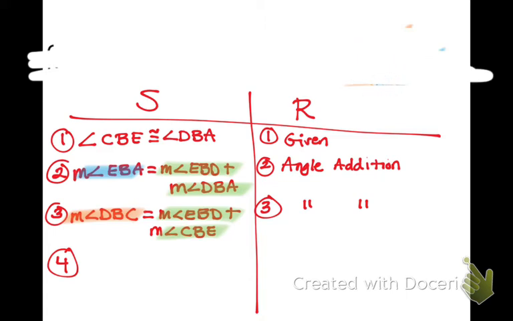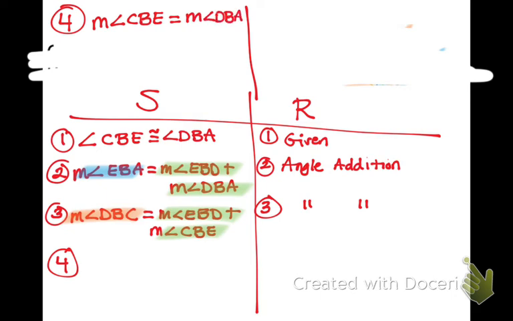Okay, so line 4. The measure of angle CBE will be equal to the measure of angle DBA, because if we have congruent angles, then we know that they're going to be equal in measures.